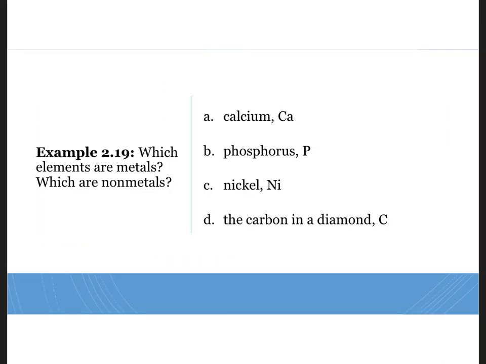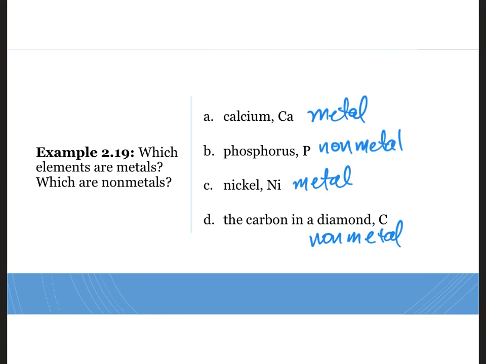Can you classify the following elements as metals or nonmetals? Calcium and nickel are metals, found towards the left of the periodic table, while phosphorus and carbon are nonmetals, found towards the right of the periodic table.